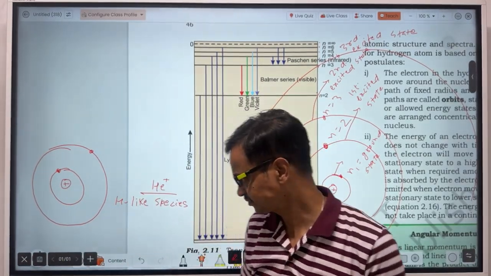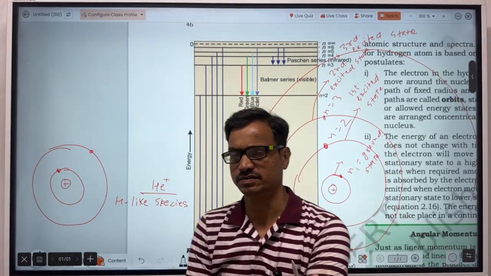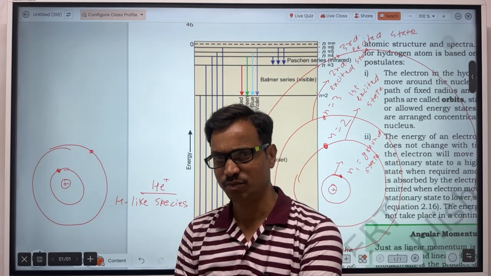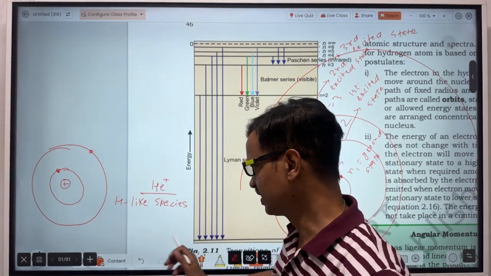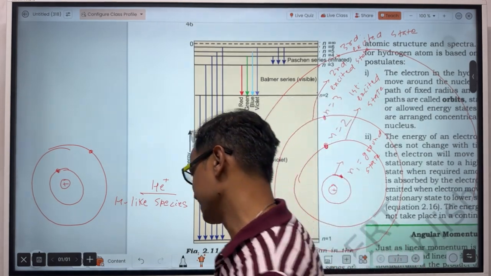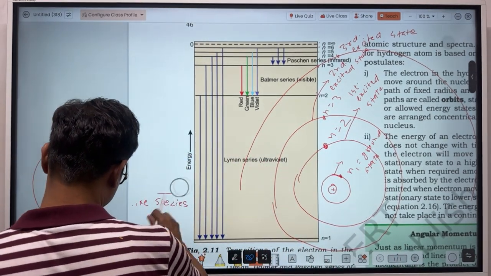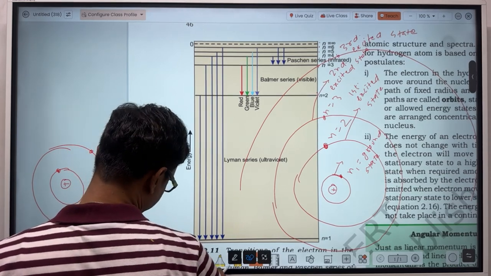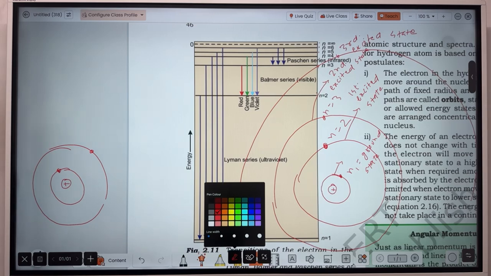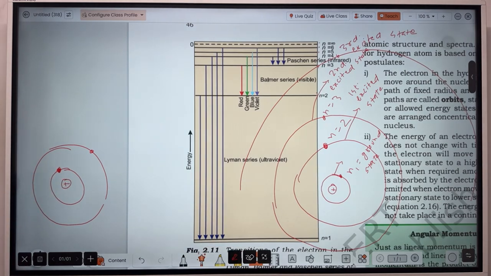Hydrogen-like species means the atom will possess only one electron, but more than one proton in the nucleus. Okay, so let's leave that right now. Right now we are discussing the hydrogen. Same will be valid for hydrogen-like species. When the electron revolves in the first shell, n equal to 1, that is called ground state.